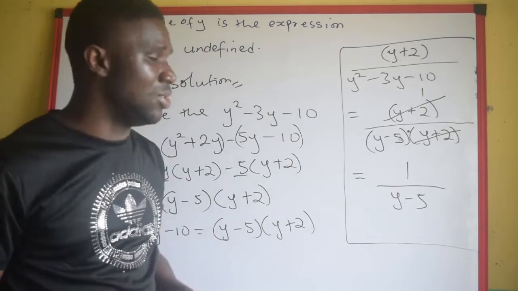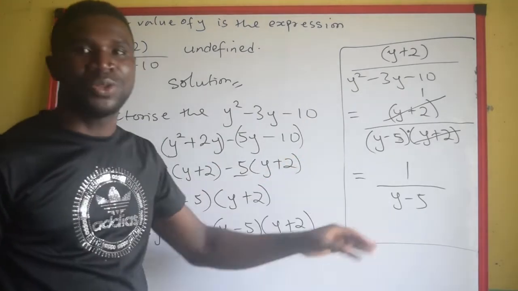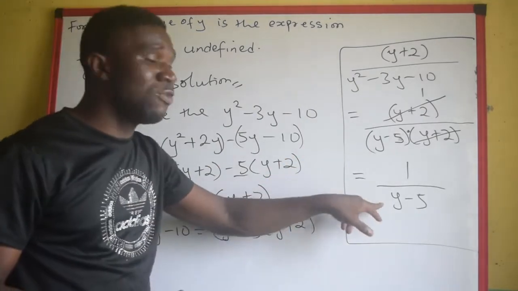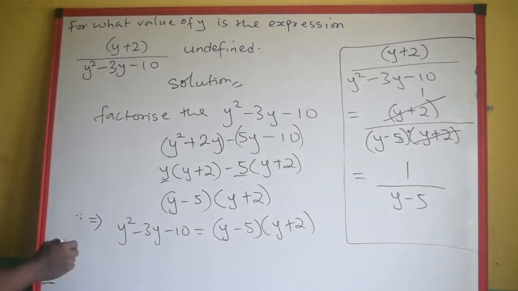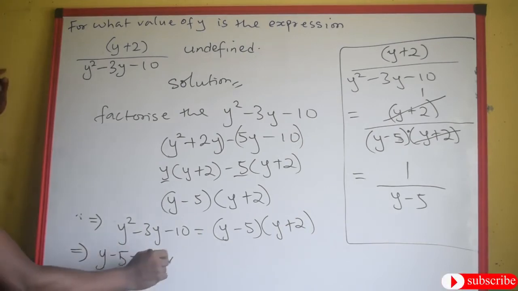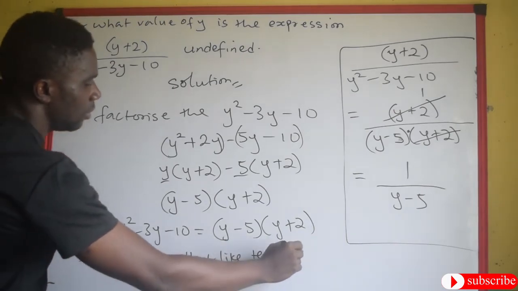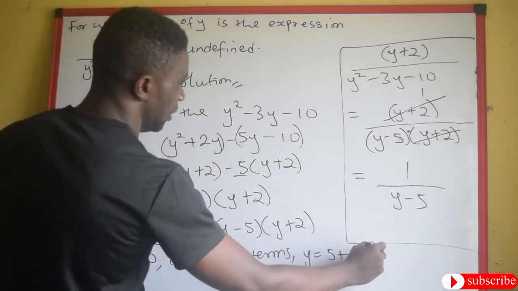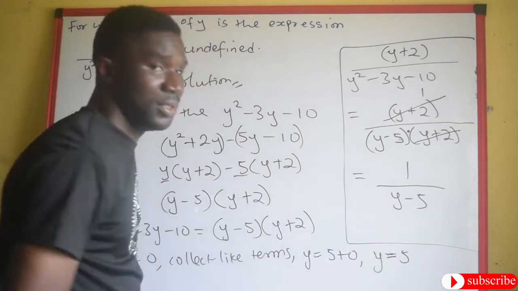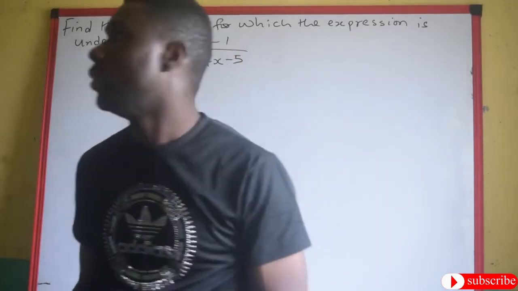So for this expression, it means that we have reduced this giant expression to this. Since we have reduced it, we have to work with this. The only way the expression can be undefined is if we consider the denominator. The denominator is y minus 5. If it's undefined, y minus 5 will certainly be 0. When we collect like terms, y will become 5 plus 0, and absolutely y is nothing but 5.